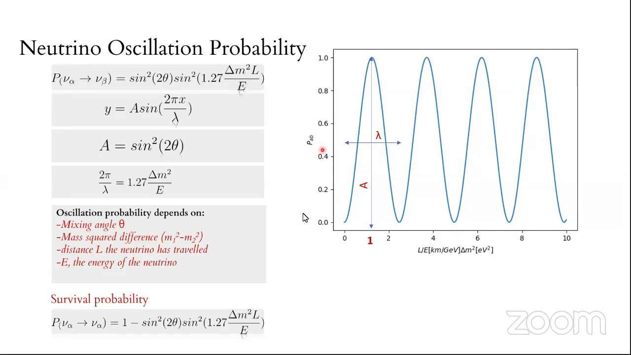So in order to measure this probability curve, one would have to make a measurement of probability at different values of L and E. That means you might have to put the detector at different distances and measure the probability, or you have to change the energy of the neutrinos, or you have to change both L and E. However, there's a very simple mechanism by which you don't have to change L or E, which I'll explain in the next slide.